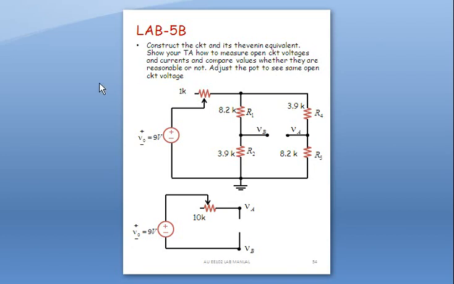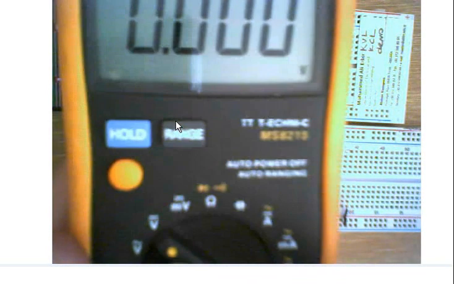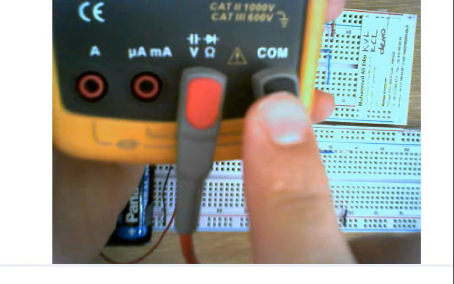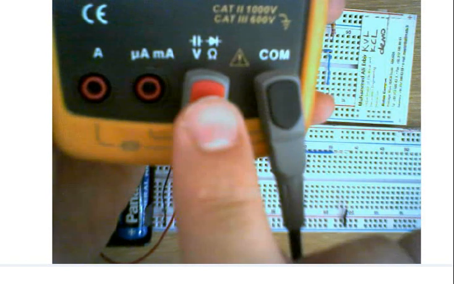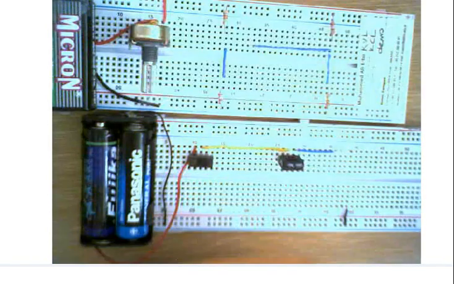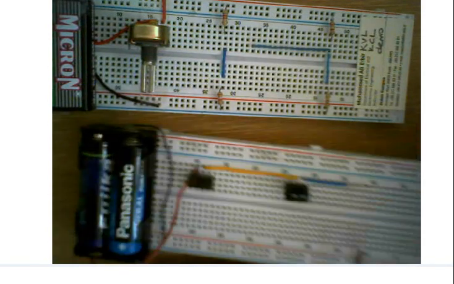Okay, let's measure the values. This is my multimeter. I'm adjusting it to read voltage. Okay, now it's adjusted to read DC voltage, and the probes are connected properly. Black is connected to the COM port, and red is to the voltage reading. And now I will read voltages.